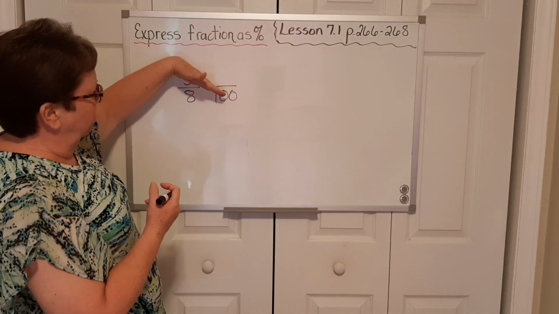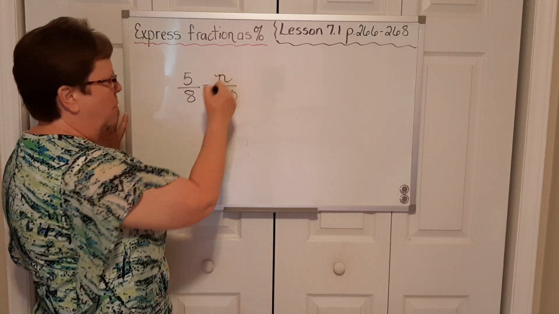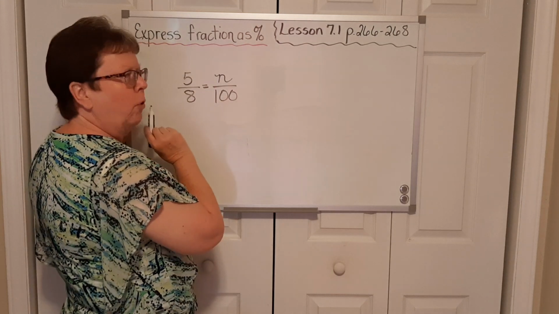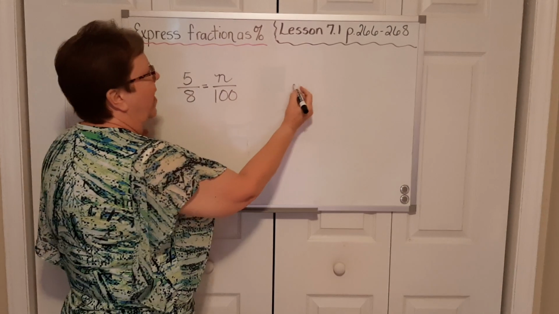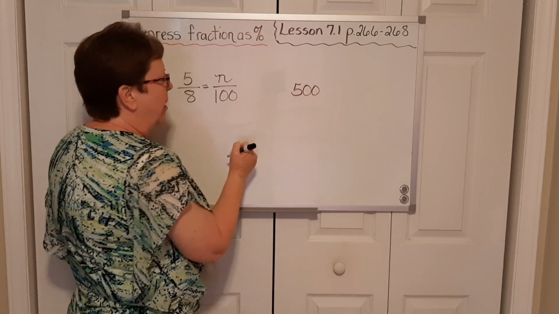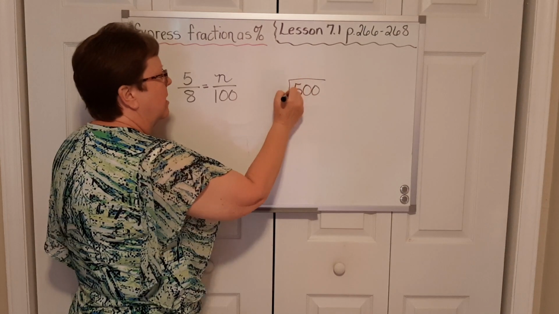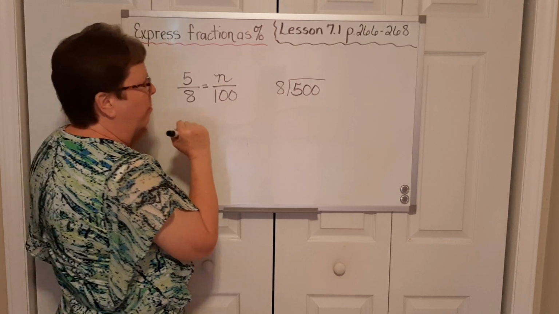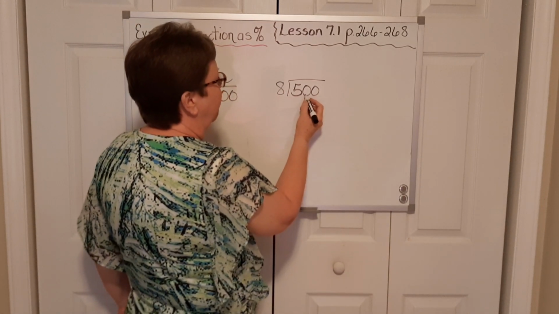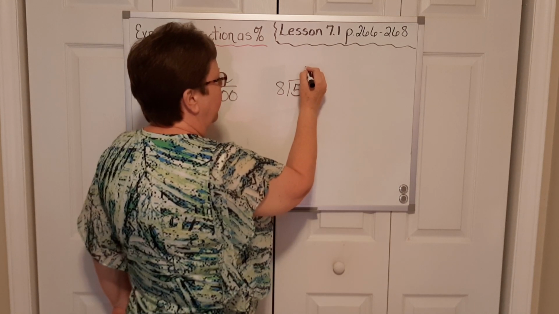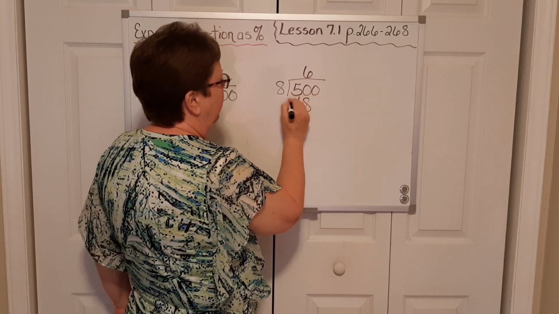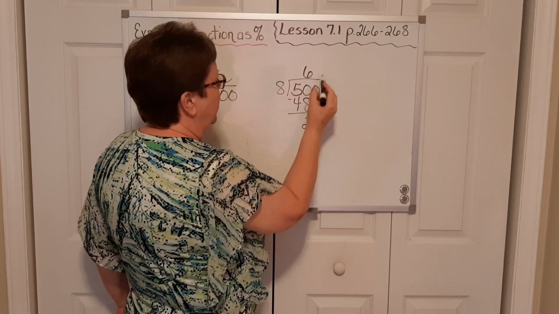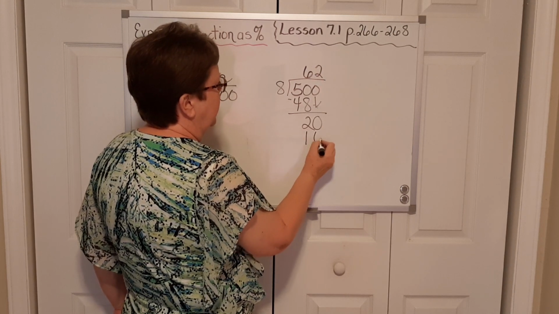Look at what's diagonal. We're trying to figure out this number that goes as our numerator. So let's look at the numbers that are diagonal. 100 and 5. We're going to multiply those together. 100 times 5 we know is 500. So then what we're going to do is divide it by the 8. And then that'll give us our number for the top of our percent. So 8 goes into 50 6 times. 6 times 8 is 48. Subtract, you're going to get 2. Didn't come out even. Let's bring down the 0. 8 goes into 20 2 times. 2 times 8 is 16.